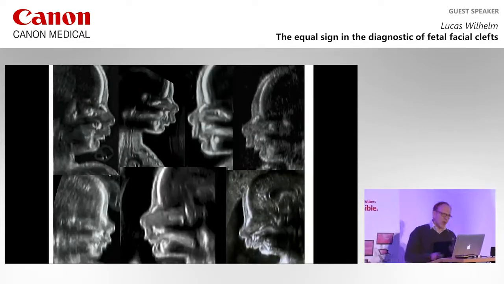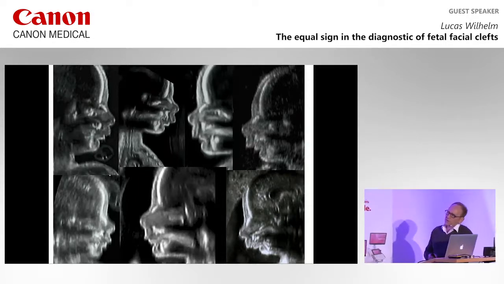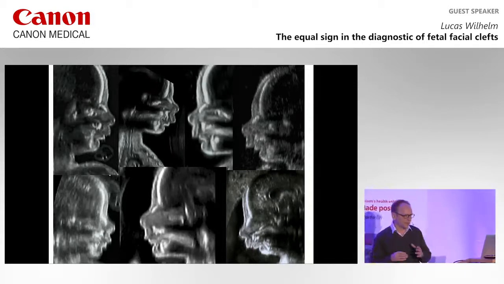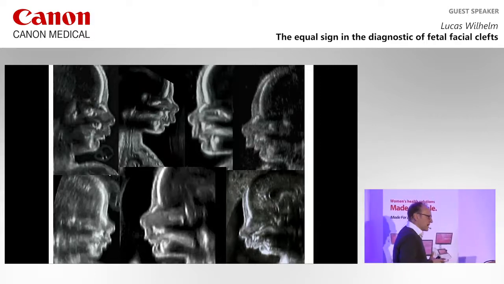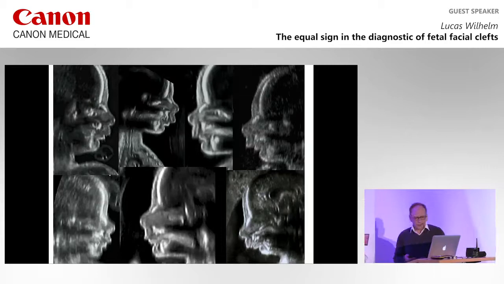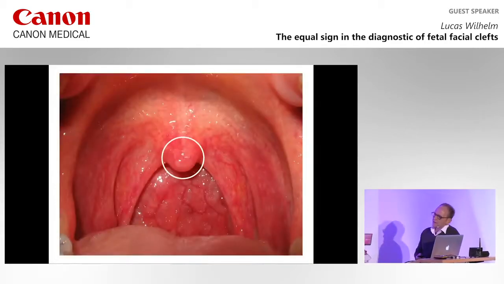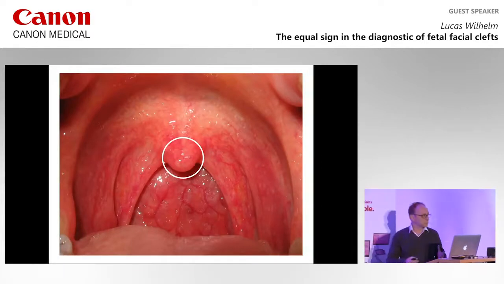But that's not all, because you see here different profiles from children with isolated cleft palate. You see here severe microretrognathias, but you see here profiles that are quite normal. You wouldn't expect a cleft, so another indicator would be helpful. And there's one, and the key for this is the uvula. Why the uvula?